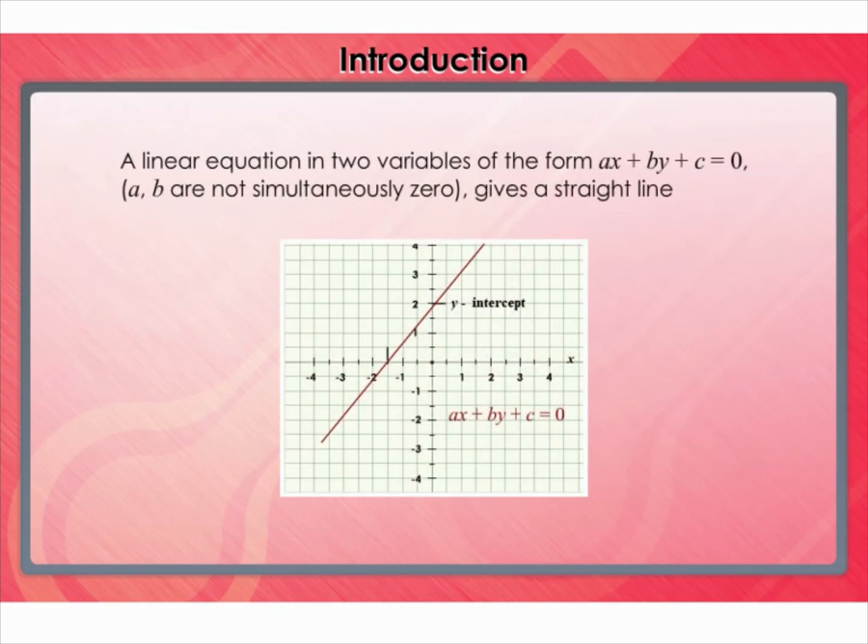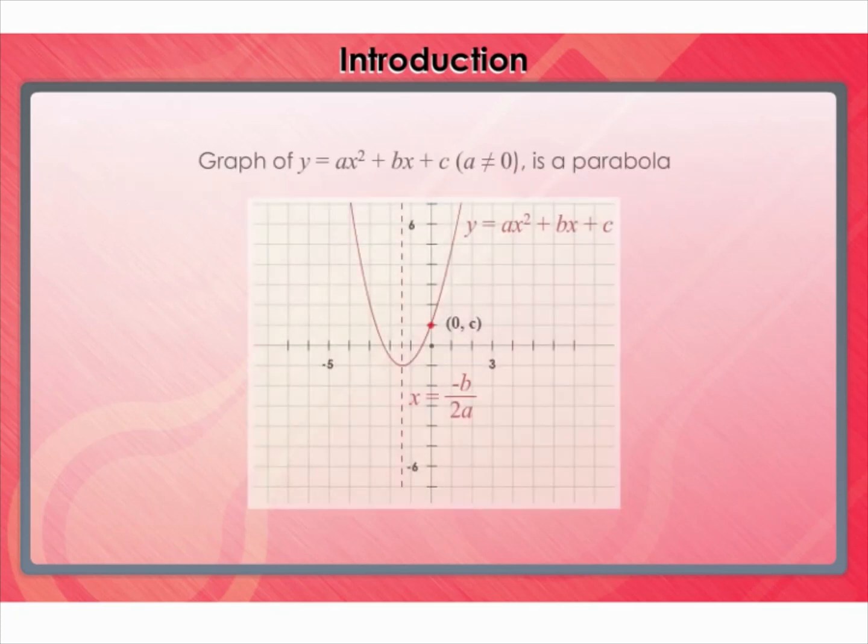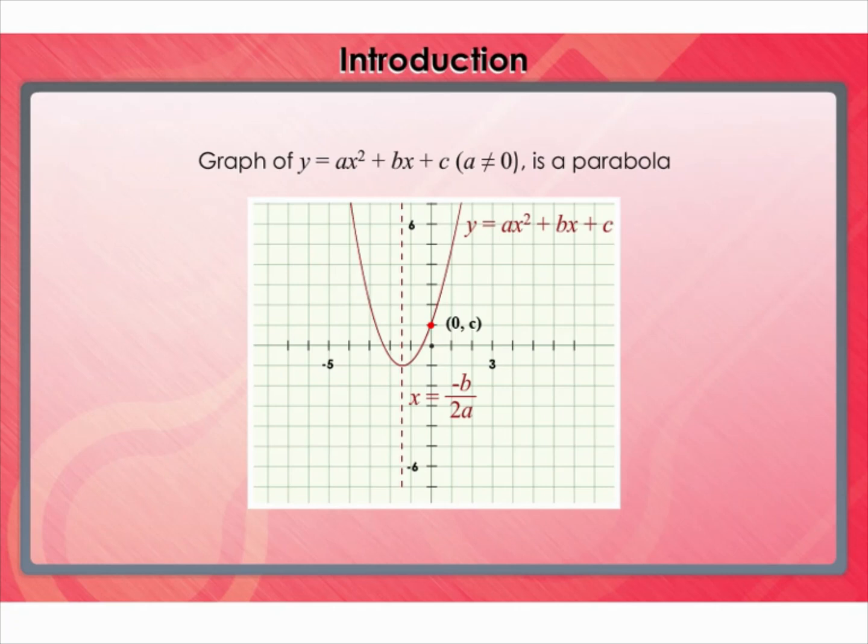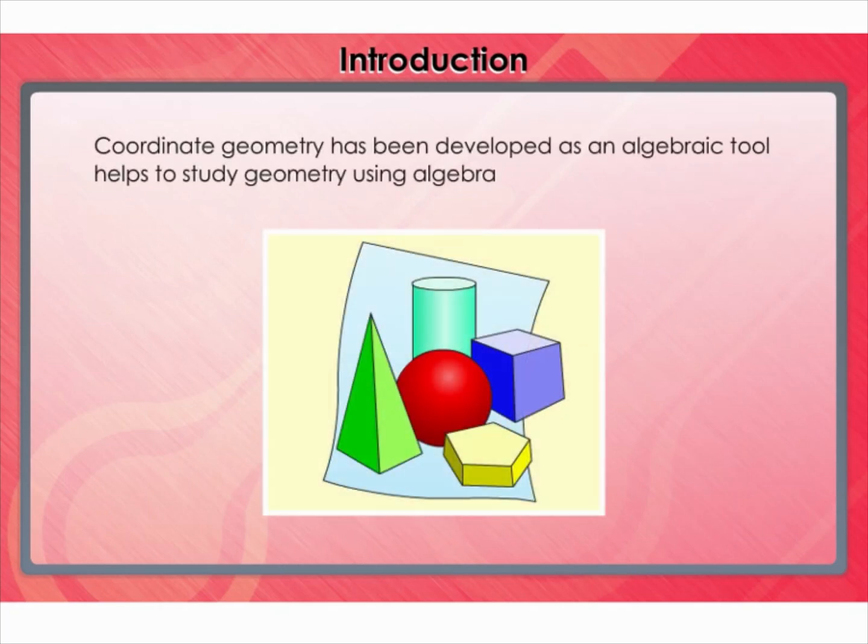A linear equation in two variables of the form ax + by + c = 0, where a and b are not simultaneously 0, gives a straight line when represented graphically. The graph of y = ax² + bx + c, a not equal to 0, is a parabola. Coordinate geometry has been developed as an algebraic tool that helps us to study geometry using algebra and understand algebra with the help of geometry.